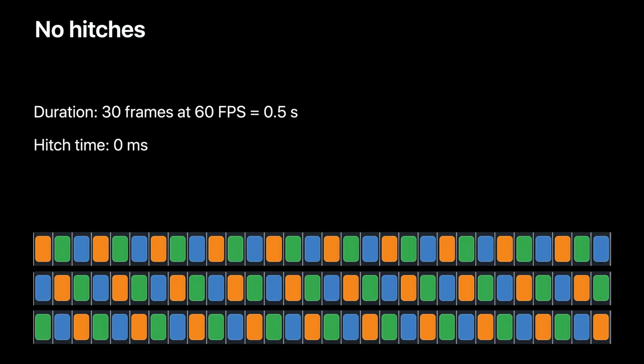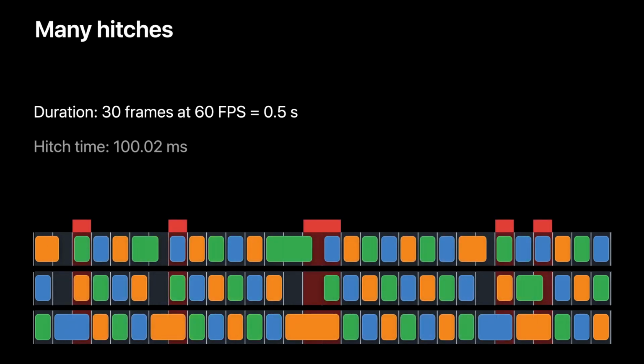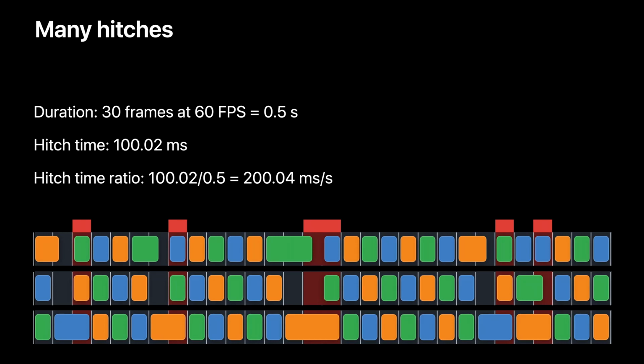Finally, let's look at an example where hitch time ratio can be used. Here, we have 30 frames, which on an iPhone is half a second's worth of work. Each frame hits its deadline and the user sees no hitches. The hitch time is 0, and the hitch time ratio is also 0. But now, we see a display track on the bottom with disjoint intervals. Some frames are on screen longer than others, and some commits and renders are causing hitches. If we add up this hitch time, we get 100.02 milliseconds. Over half a second, we have a hitch time ratio of 200.04 milliseconds per second.